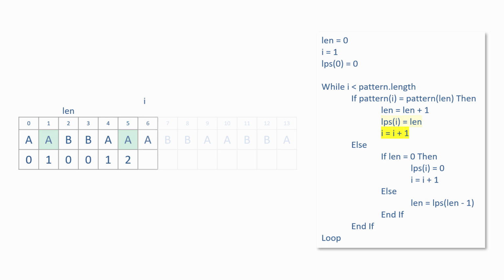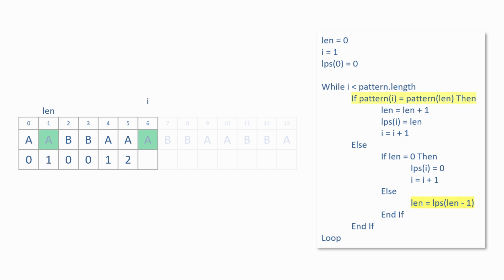I is incremented. The next partial match is under consideration. The characters at len and I are compared, and they are different. But we are not done with this partial match yet. Len moves back to the position given by the LPS value of len minus 1, which is 1. Bear with me, you'll see exactly why we did this in a moment.